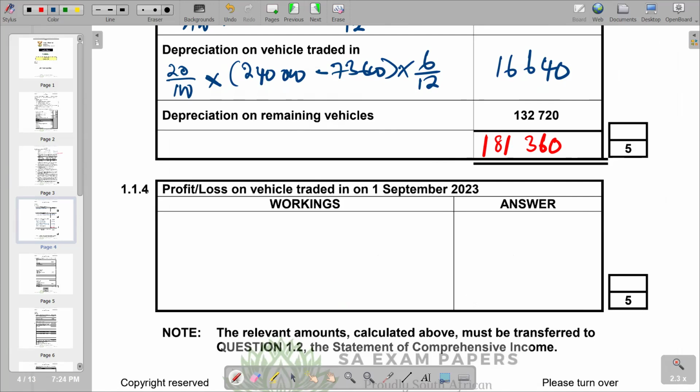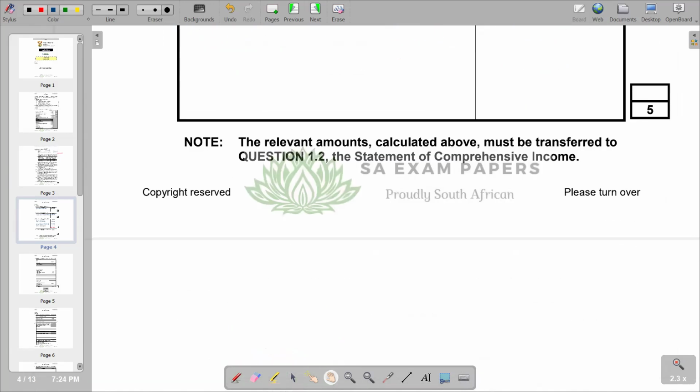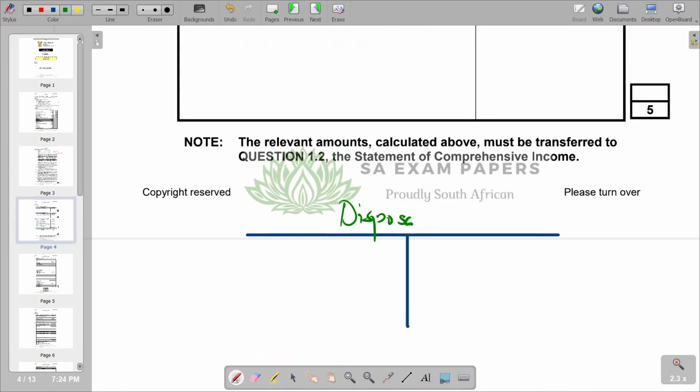Then on 1.1.4, a profit or loss on a vehicle traded in on 1 September 2023. So to get the profit or loss, remember you have to come up with a disposal account. So we have your disposal, where we have the costs on the debit side, and accumulated depreciation comes on the credit side, and then the proceeds on the disposal will come on the credit side.